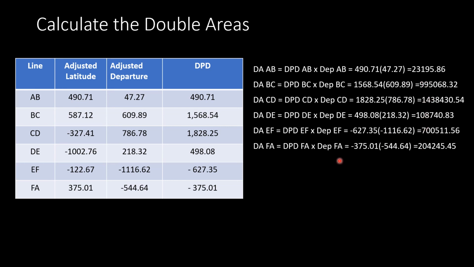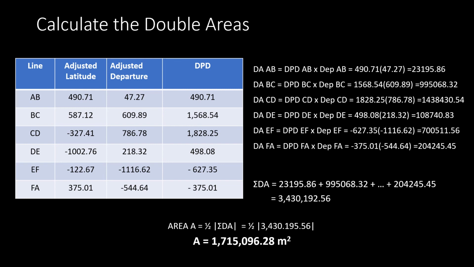So the next step is, of course, to add up all the double areas. So we add 23,195.86, 995,068.32, down to 204,245.45, and the sum is 3,430,192.56. Being a double area, we divide this by 2 to get the area of the tract. So dividing the double area by 2, we get an area of 1,715,096.28 square meters. In the event that the summation of the double areas is negative, that poses no problem. We just have to take its absolute value.